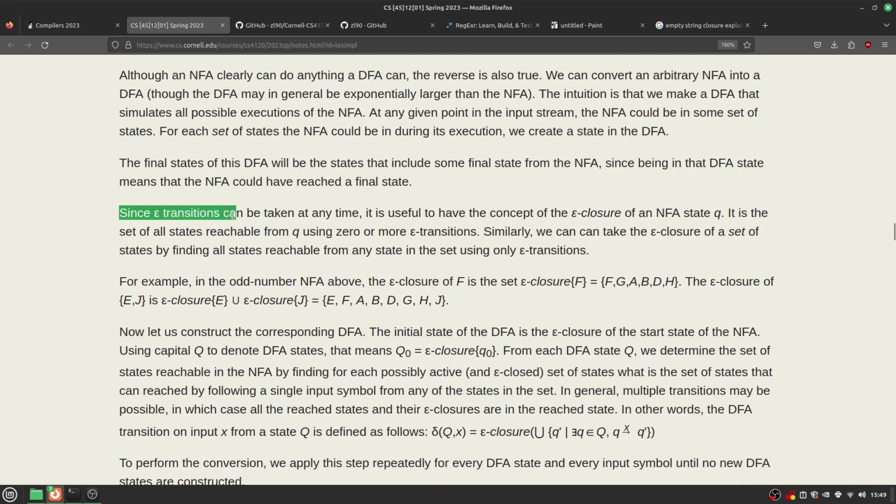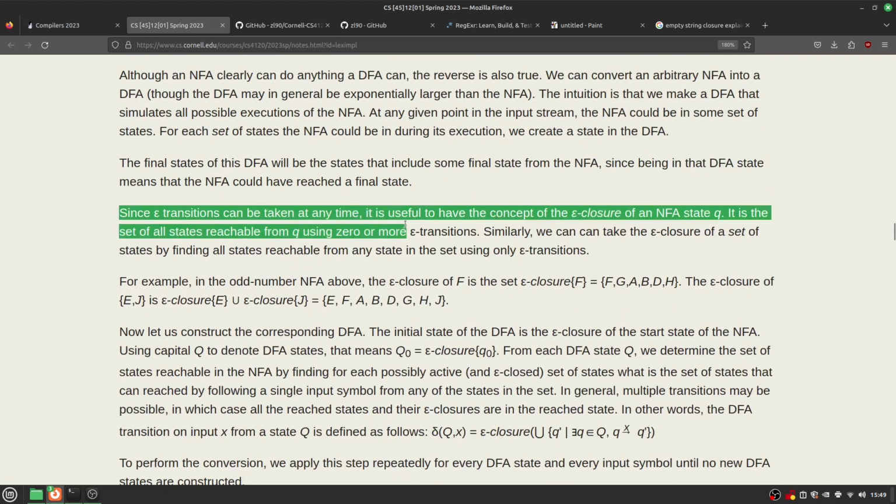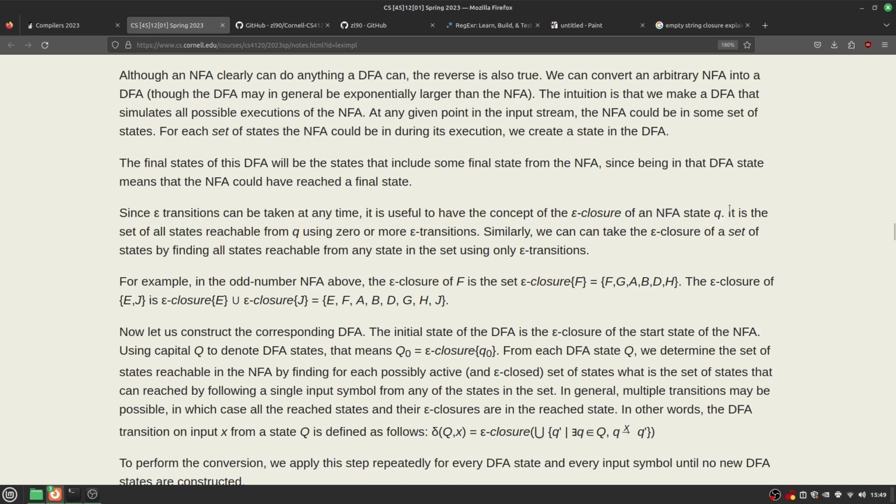Since empty string transitions can be taken at any time, it is useful to have the concept of the empty string closure of an NFA state Q. It is the set of all states reachable from Q using 0 or more empty string transitions. Similarly, we can take the empty string closure of a set of states by finding all states reachable from any state in the set using only empty string transitions.